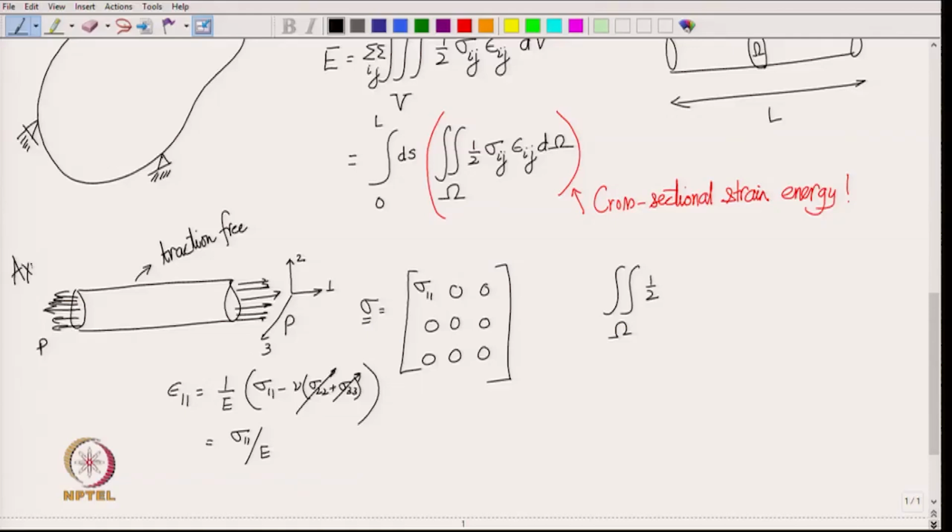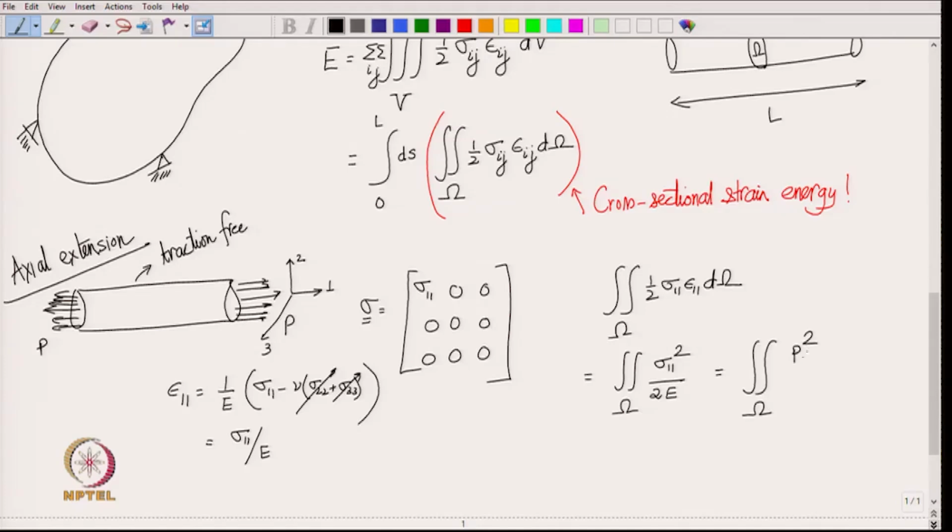Okay. For the case of axial extension here, we only have sigma 11. So, the double summation simply is gone and we have half sigma 11 epsilon 11 d omega, right. So, we have integration over omega sigma 11 square by 2E. And what is sigma 11? If the total load is P, and it is uniformly distributed, then sigma 11 is simply P by A. So, we get integration over the cross section P square over 2 E A square, d omega.